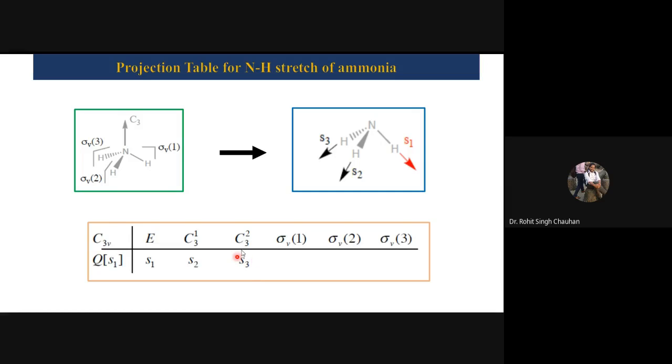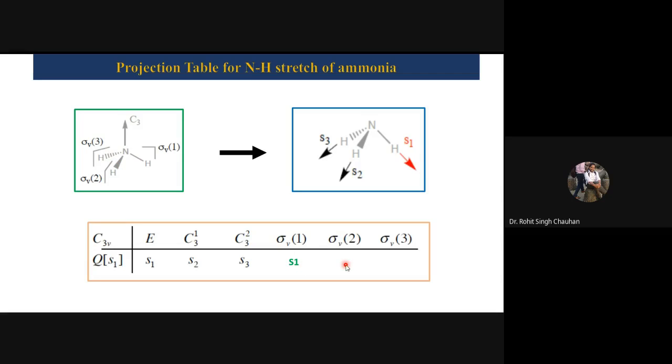Now in a similar way we will practice for sigma V. Now sigma V1, I told you, is this one. And this bond is basically S1, right? So now the plane is passing through this. So according to the mirror plane, what changes are going to happen in S1? If you see, nothing is going to be changed. Why? Because the only changes are going to happen on the S2 and S3 bonds. S1 is going to be unchanged or unshifted. That's why we'll write it as S1.